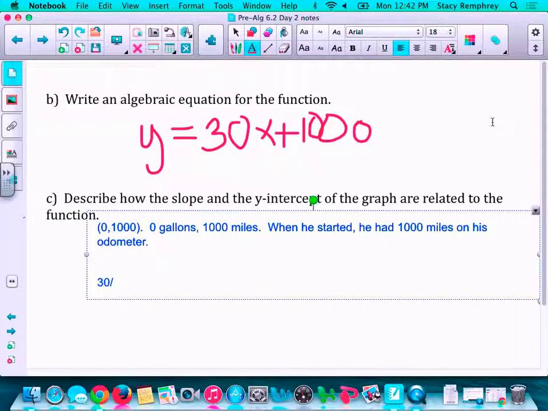For our slope, it was 30 over 1. How did you get the 30? Did you subtract miles or gallons? I subtracted miles to get 30, and to get 1, I subtracted gallons. So 30 over 1 means he is getting 30 miles per gallon. And this is similar to what we did before.